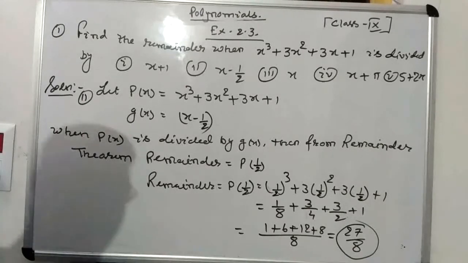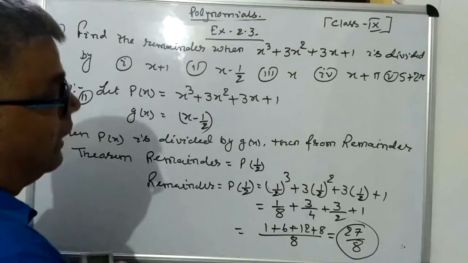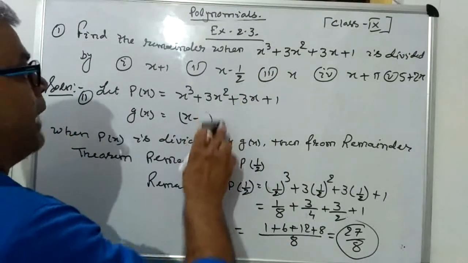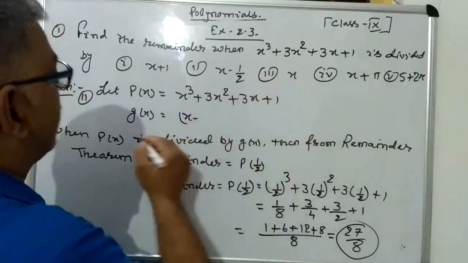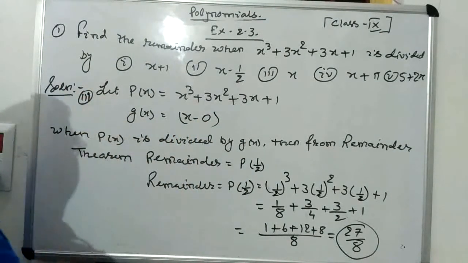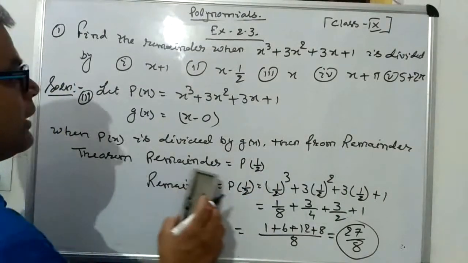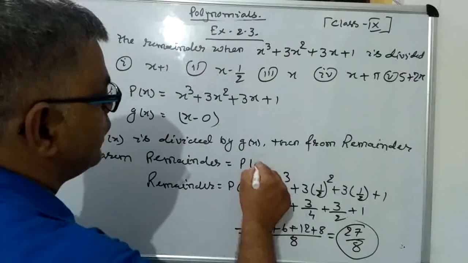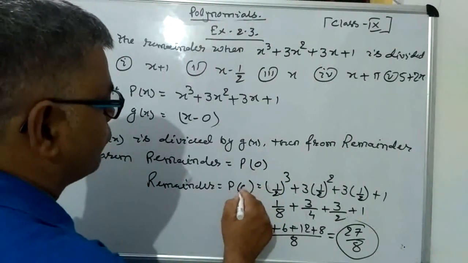Similarly, you can take the third question also. In the third question, you can see that the value of a is not given here. So you can write x as x minus 0 in question number 3. So when p(x) is divided by g(x), then from the remainder theorem, remainder is equal to polynomial of 0. So just you put 0 at the place of x.